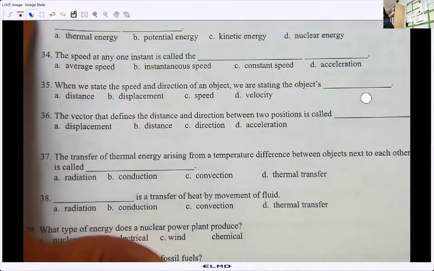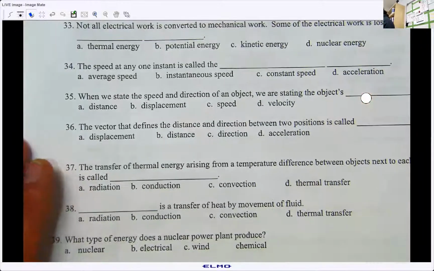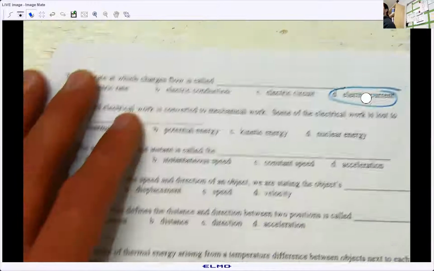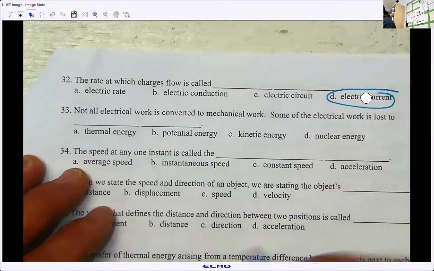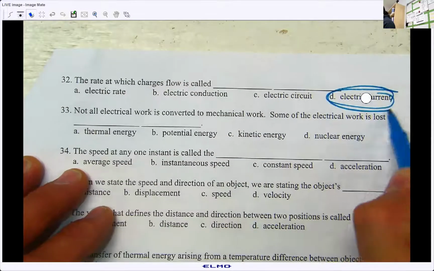Rate at which charges flow, that's current. Think of flow like a river flows, water flows through the riverbed. Well, if you have charges that flow, that's called current.